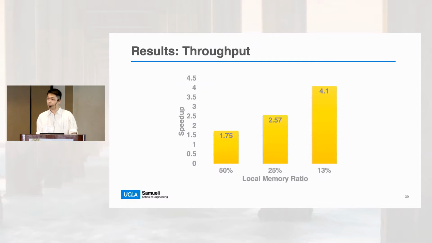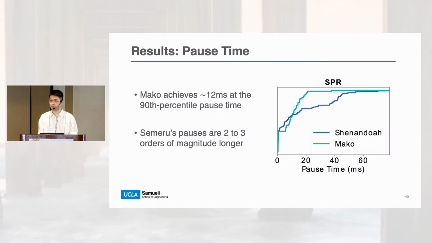For throughput, Mako achieves about 3 times speedup compared with the Shenandoah GC. And from the figure, we can see that the smaller the local memory, the higher the throughput improvement Mako can provide. Compared with Semeru, Mako's throughput is slightly worse, but in the next slide on pause time, you will see Mako has way smaller pauses.